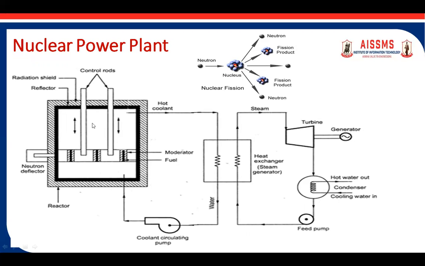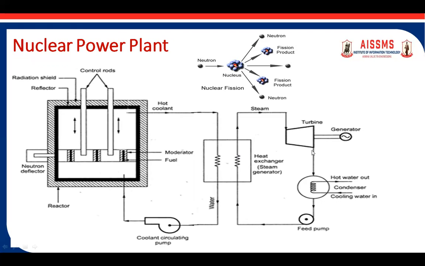So here the nuclear elements are placed. After the nuclear reaction, the energy generated is absorbed by the coolant and circulated in the heat exchanger. In the heat exchanger, when we circulate the water, heat exchange takes place between the hot coolant and the water. Here the water is converted into steam, and then the high pressure steam is directed into the turbine. Here you will get the electricity as it is coupled with the generator.